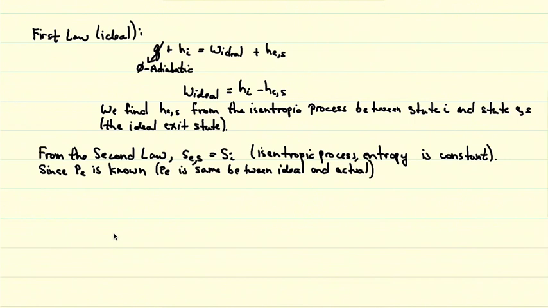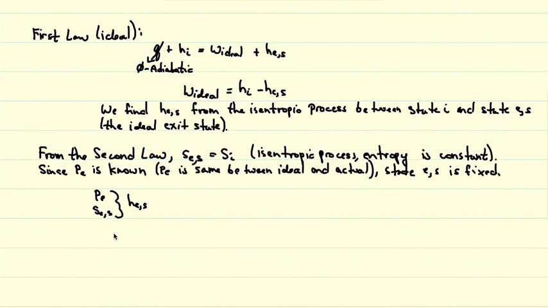That means that state ES, the ideal exit state, is fixed. We know two independent properties. We know entropy at state E comma S, and we know pressure at state E comma S. So we have PE, and we have SE comma S, and we use these two together to determine our ideal exit state enthalpy.